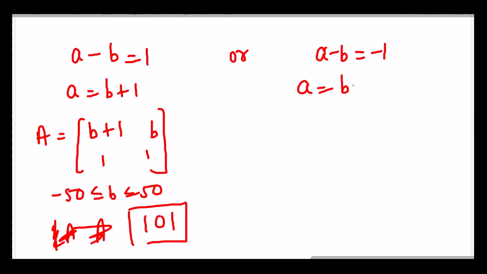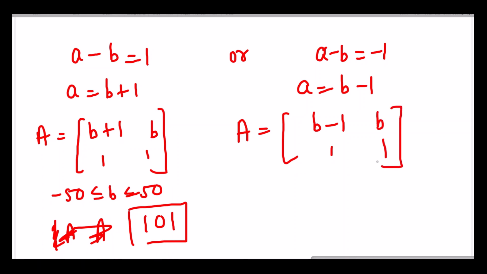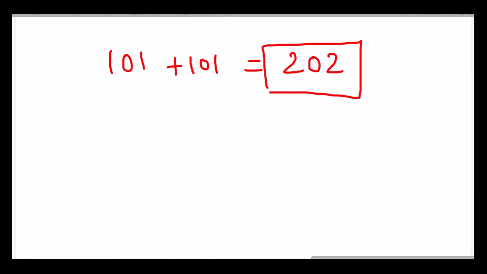And you do the same thing over here as well. Here a is equal to b minus 1. Therefore your matrix will become b minus 1, 1, 1 and b. Again the same thing. Your b goes from minus 50 to 50, so 1 to 50 are 50 choices, minus 1 to minus 50 are 50 choices, and 0. So here also you have 101 such matrices, and therefore the total number of such matrices is nothing but 101 plus 101, which is 202. So 202 is the answer.